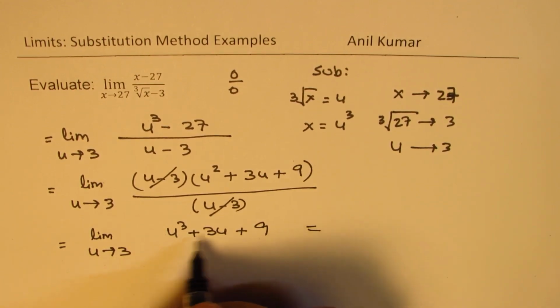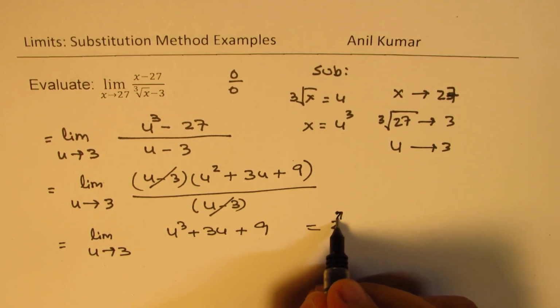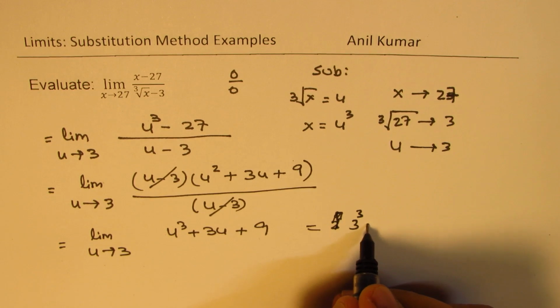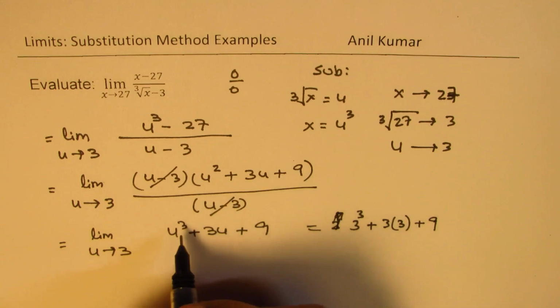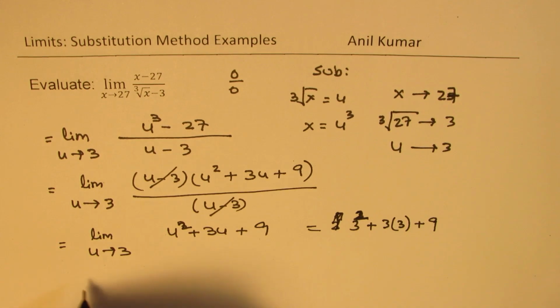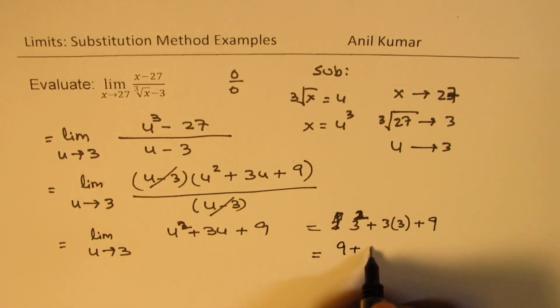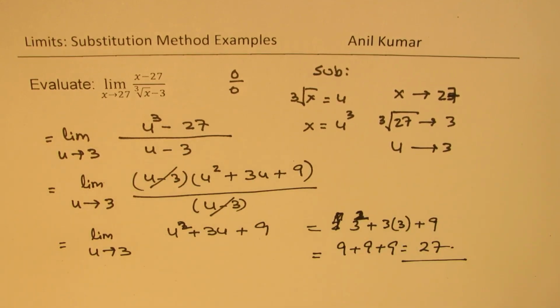Substituting 3 here, we get 27. Sorry. Okay, so let me write 3 square plus 3 times 3 plus 9. Oh, sorry, 3 square, okay. So what we get here is 9 plus 9 plus 9, which is 27, clear? So we get this answer as 27, right? Is that clear to you, right? So that is how we are going to answer this particular question. So let's move on and take the next question now.